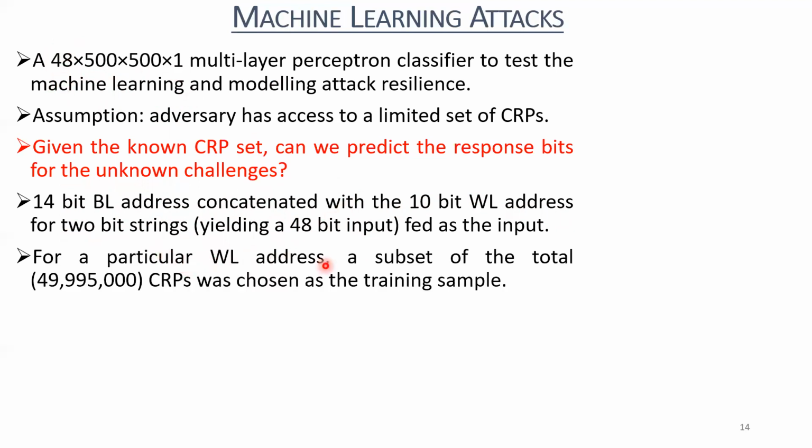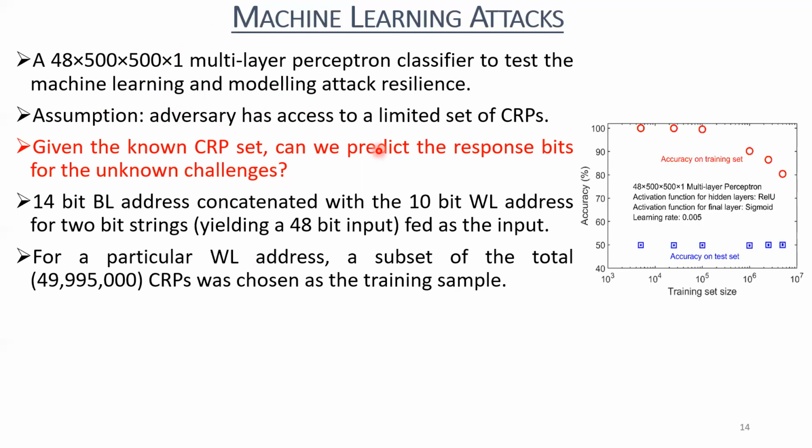For a particular word line address, a subset of the total CRPs was chosen as the training set. I use these CRPs to train my perceptron, then test on an unknown challenge and see whether the response from my neural network model and the response from my circuit are the same or not. This is what we found. The accuracy on the training set was huge because it's a huge 48 cross 500 cross 500 model. And why is the output 1? Because I am only interested in knowing whether the response is 0 or 1, so one neuron can tell you that.